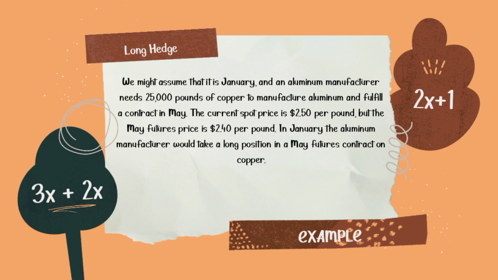We might assume that it is January, and an aluminum manufacturer needs 25,000 pounds of copper to manufacture aluminum and fulfill a contract in May. The current spot price is $2.50 per pound, but the May futures price is $2.40 per pound. In January, the aluminum manufacturer would take a long position in a May futures contract on copper.